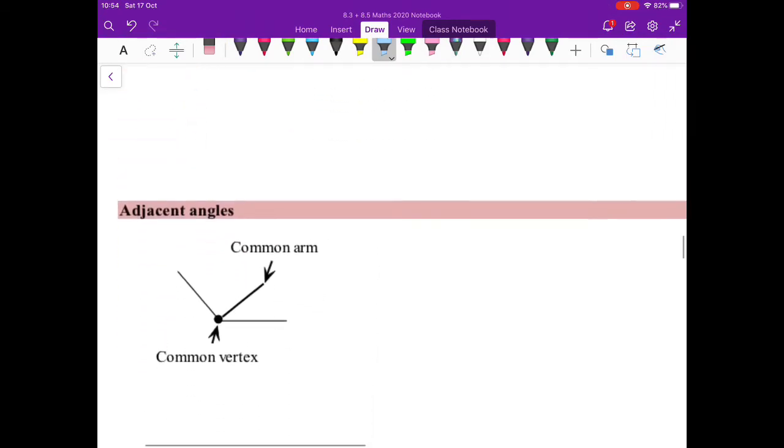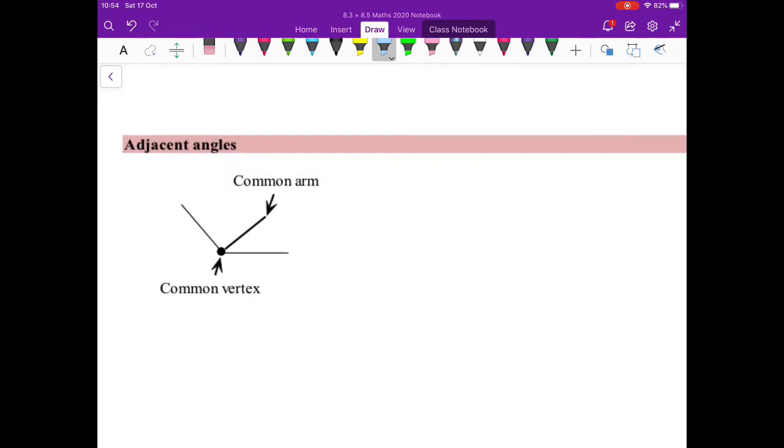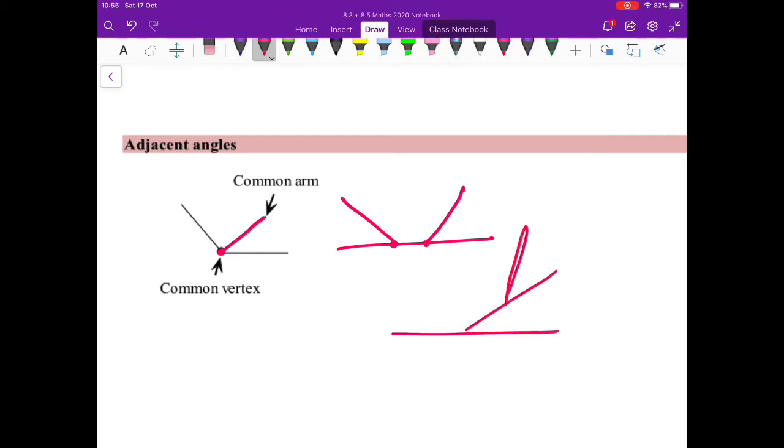Adjacent angles, it's important to understand that an adjacent angle must share a common vertex and a common arm. So for example, these are not adjacent angles because here is the vertex, there is the vertex. And these are not adjacent angles because this one's vertex is there and that one's vertex is there. So adjacent angles, the question is, do they share a common arm and a common vertex?